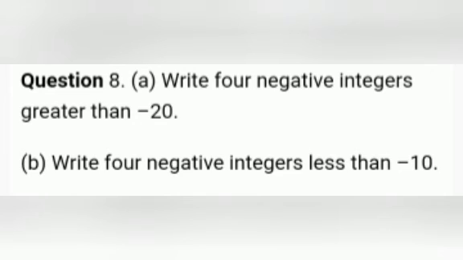Now the next question. Write 4 negative integers less than -20. When we write negative integers less than -20, the number should be more than 20: -21, -22, -23 and -24. And if it is greater than, then it should be lesser: -19, -18, -17, -16. Similarly, 4 integers greater than -10, the numbers have to be smaller: -11, -13, -14, -15. Alright.